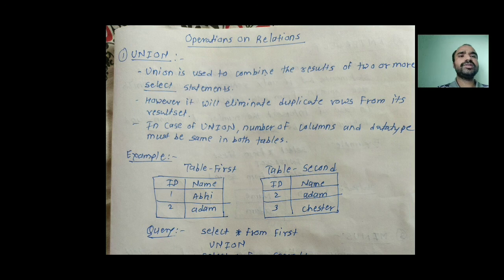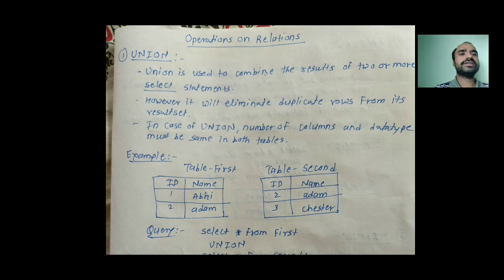Union is used to combine the result of two or more select statements. However, it will eliminate duplicate rows from its result set. In the case of union, the number of columns and data types must be the same in both tables. So when you want to perform a union operation on tables or on a relation, some conditions apply.